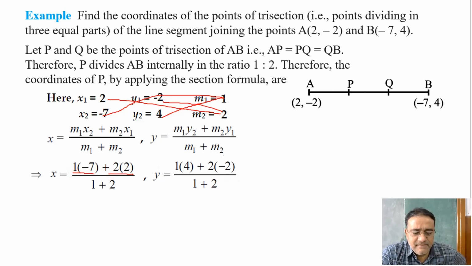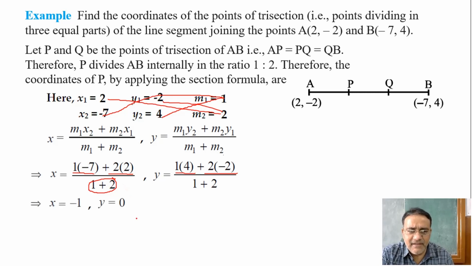How much is it coming to? Minus 7 plus 4, we are getting minus 3 upon 3, so minus 1, right? Here look, 4 minus 4 is 0, and 0 by 3 is 0. So we are getting (-1, 0). This is the required coordinate of point P. Now we have to find Q. Okay, so here we have written the coordinates of point P.